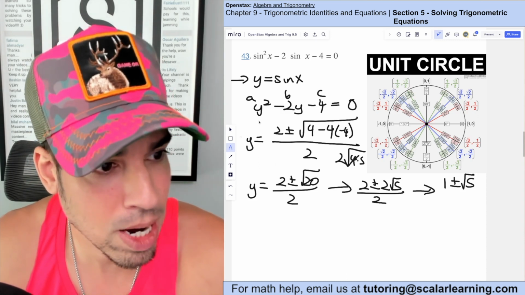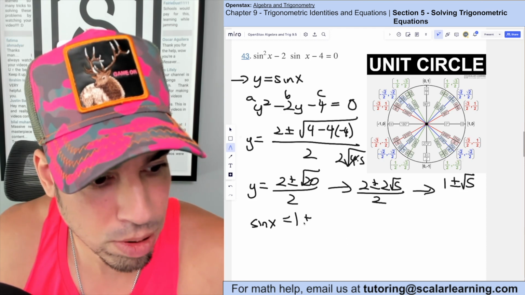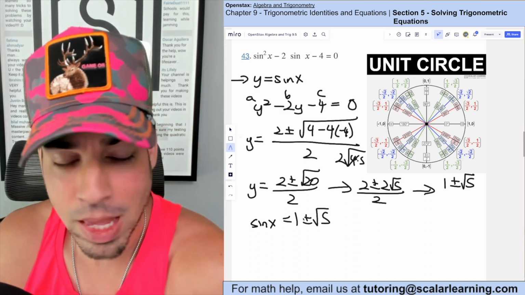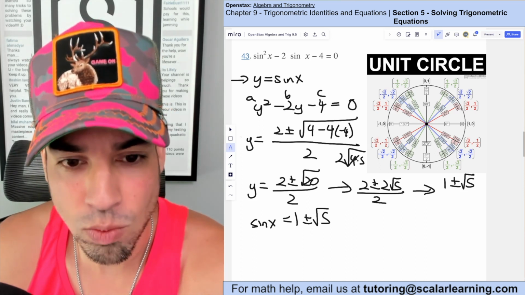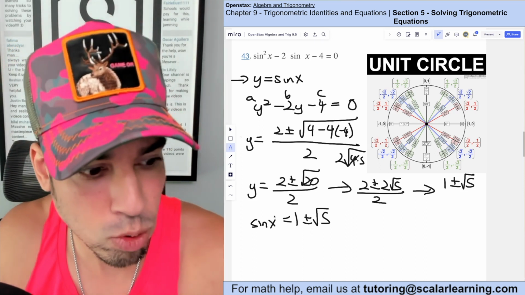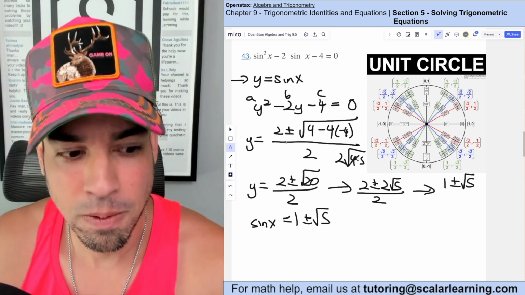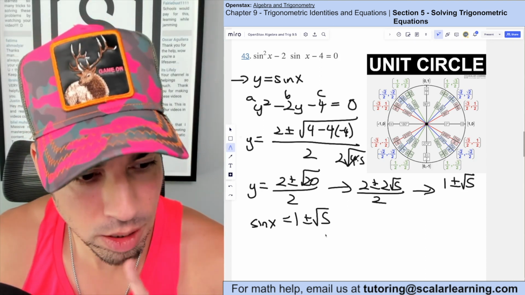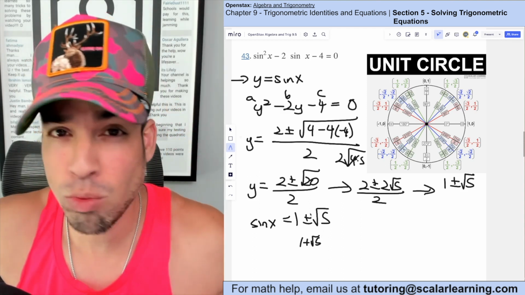So now I'm going to plug that back in up here. And so now I got sine of x equals 1 plus or minus rad 5. Okay, now this is not on the unit circle, so I can't get a nice radians value like pi over 6 or pi over 4, but I can use arc sine to solve for this. But there's an issue here, okay? And the issue is that 1 plus rad 5 is approximately 3 point something.